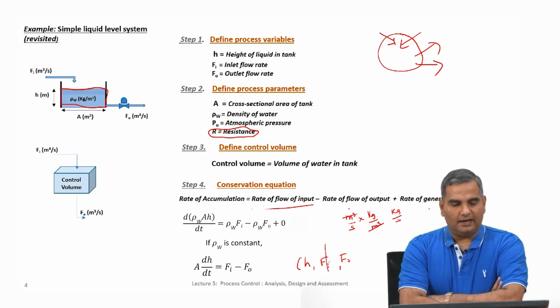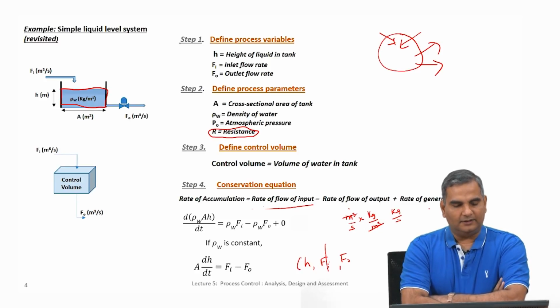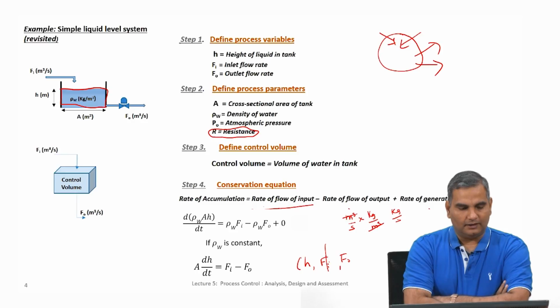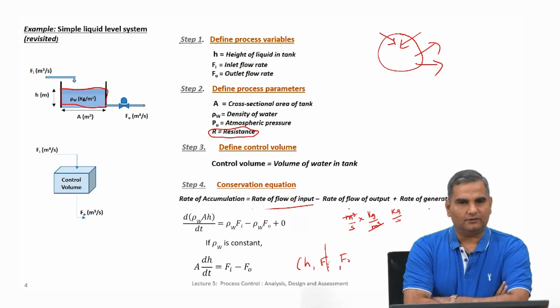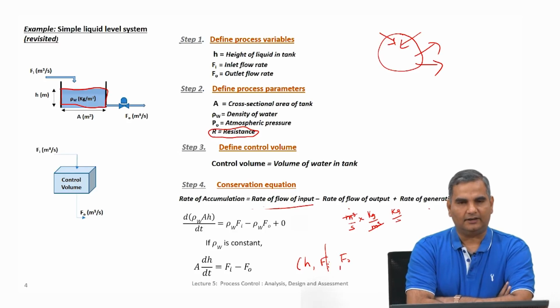In this case, if you look at it from experience and from physics, we know that if there is a certain height of liquid in the tank, then the pressure at the bottom is going to be different based on the height of liquid in the tank. And since there is atmospheric pressure at the outlet of this pipe, and the pressure at the bottom is a function of the height of liquid in the tank, the pressure difference is also going to be a function of the height of the liquid. The flow rate is related to the pressure difference, and the pressure difference is related to height.